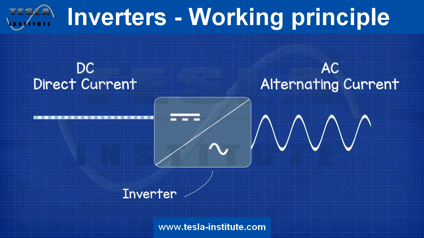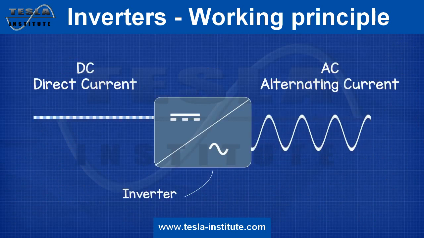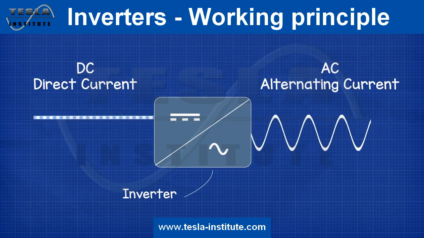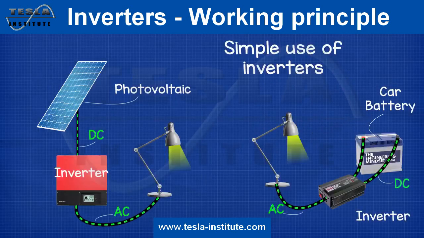So an inverter simply converts from direct current DC to alternating current AC, and this is a very useful invention. You can also convert from AC to DC using a rectifier, and it's common to find both of these in some devices, and we'll actually look at this in just a moment also. So where are inverters used?